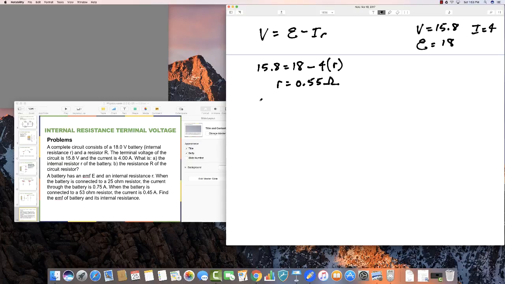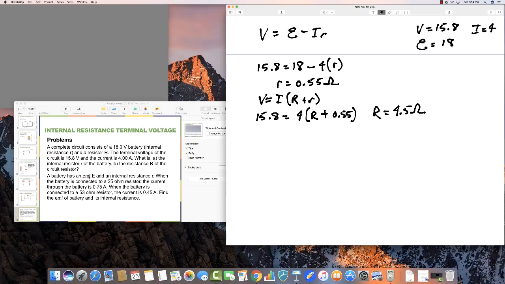Now, how about the rest of it? Well, how about big R? Well, V is equal to I times the sum big R plus little r, because these two are in series. And so we know that 15.8 is going to equal 4 times big R plus 0.55. And again, if we do the math here, big R has to equal 4.5 ohms. So let's take a look at the second problem here.